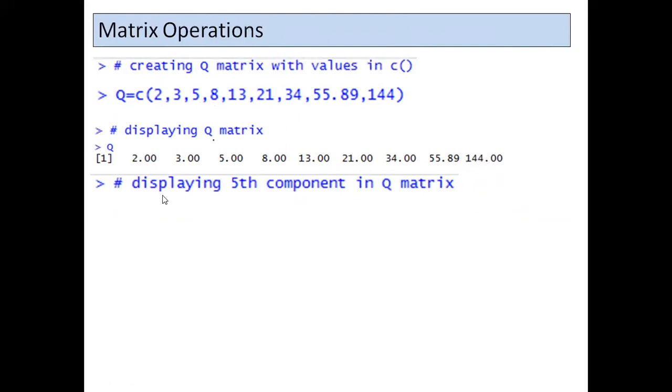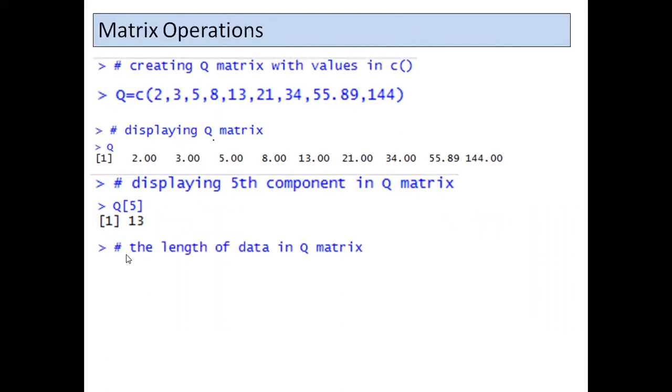Secondly, we want to display the fifth component within the Q matrix. In that case, we need to type in the matrix name, and then, as we want to know the fifth data, we just type in that number. The fifth data over here is 13, and it shows the output accordingly.